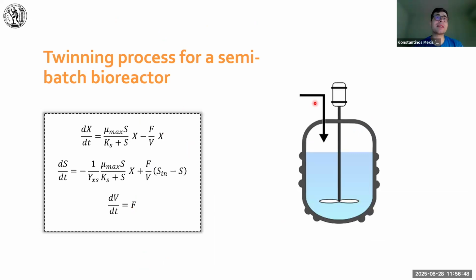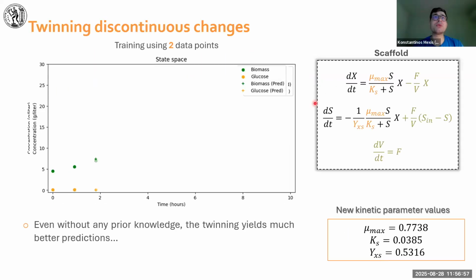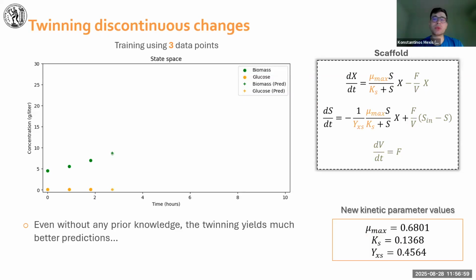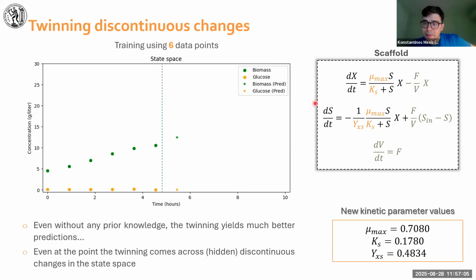As I said, we see the twinning process for a semi-batch bioreactor. We will start with only two data points, and we see that twinning is possible even with only these two data points. These data points are not the conventional data points used in standard regression studies, as they are complemented with the available process knowledge provided by the scaffold. Even without any prior knowledge, the twinning yields much better results, even at the point when it comes across the discontinuous changes in the state space.